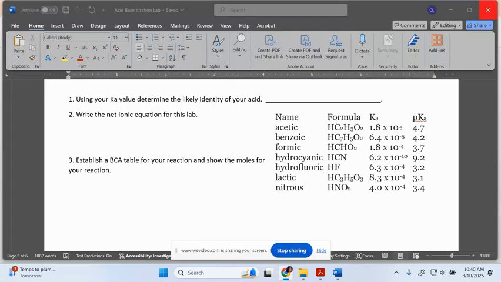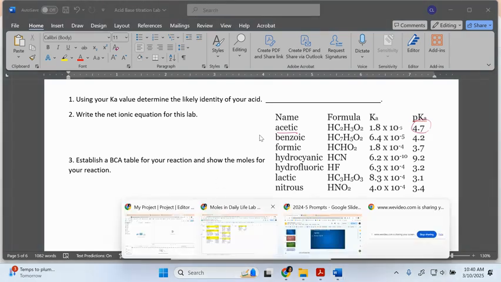You should have been able to use your Ka to identify your acid. That acid should have been acetic. Hopefully you had a Ka that came in this range. All right, so we're going to start by writing a net ionic equation for this lab.